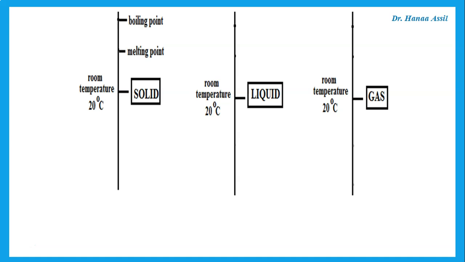But if something is a liquid at room temperature, that means it has already melted. That means we have already passed the melting point, while we have not reached the boiling point, and that's why it's not a gas. So we say it's a liquid because the melting point is lower than room temperature, while the boiling point is higher. Now, if something is a gas at room temperature, that means it has already melted and it has already boiled. So we say it's a gas because the boiling point and melting point are lower than room temperature.